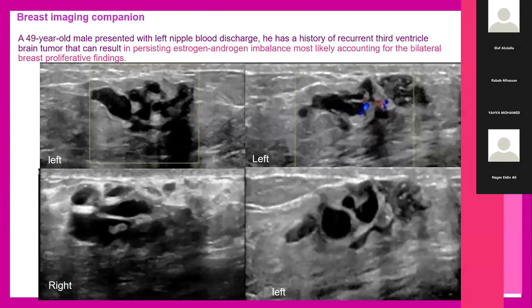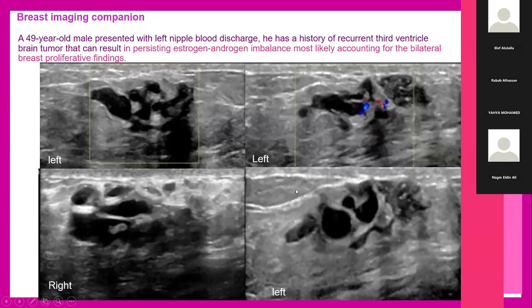Starting with this first case, a 49-year-old male presented with left nipple blood discharge. He has a history of recurrent third ventricle brain tumor that can result in persisting estrogen-androgen imbalance, most likely accounting for the bilateral breast proliferative changes. Let us see his imaging.